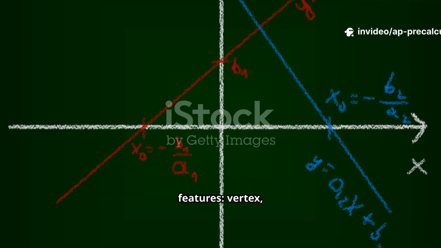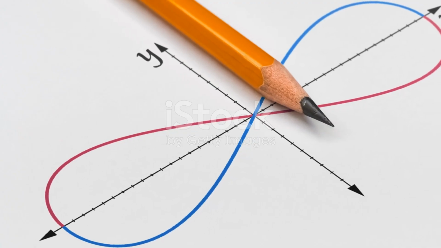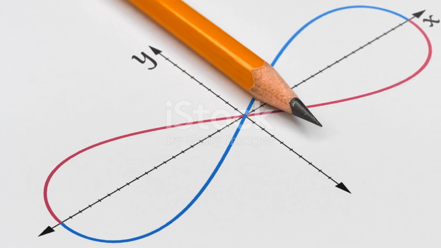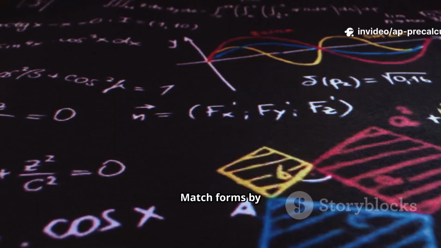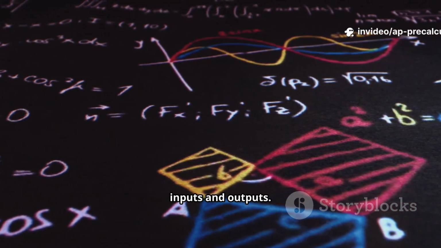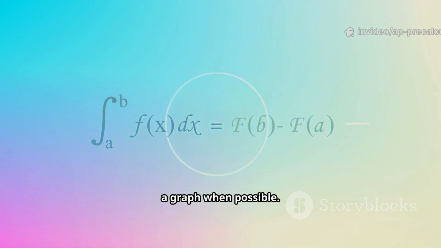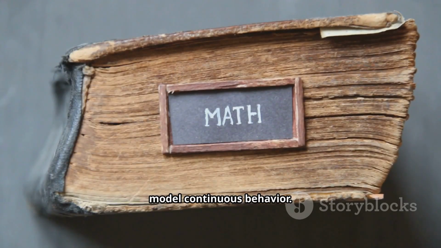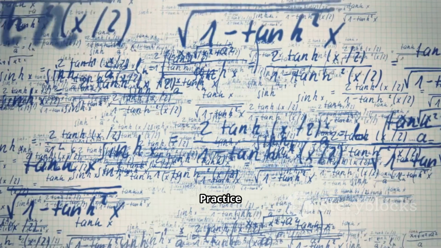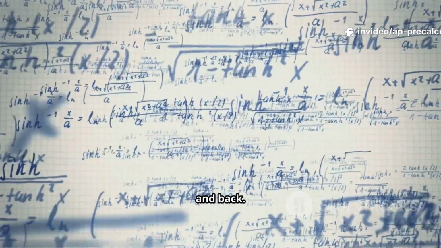Describe features: vertex, intercepts, and end behavior. Match forms by checking consistent inputs and outputs. Read domain and range directly from a graph when possible. Tables often represent discrete data. Graphs can model continuous behavior. Practice translating: equation to table, to graph, to words, and back.